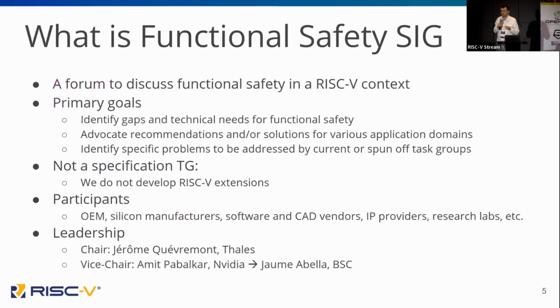The Functional Safety Special Interest Group is a forum to discuss functional safety in a RISC-V context. It's written on the label. The primary goal is to identify gaps and technical needs for functional safety, to advocate recommendations within RISC-V, and to identify specific problems that can be solved either by an existing task group or SIG, or to spin off a task group. What's not in the specification, it's not a specification task group. We don't deliver specifications. Among the participants, we have OEMs, silicon manufacturers, software CAD vendors, IP providers, and many people from the research community.